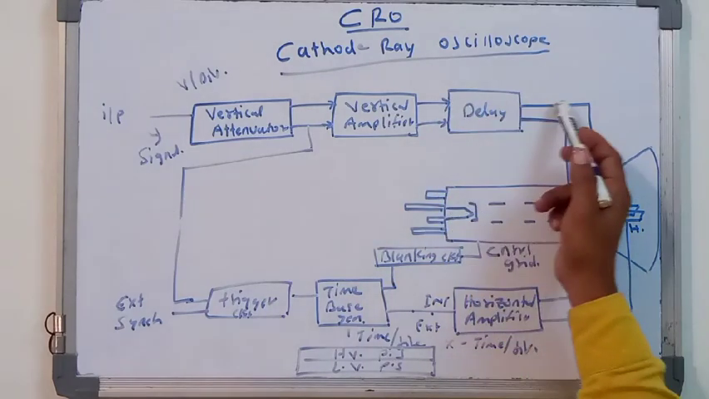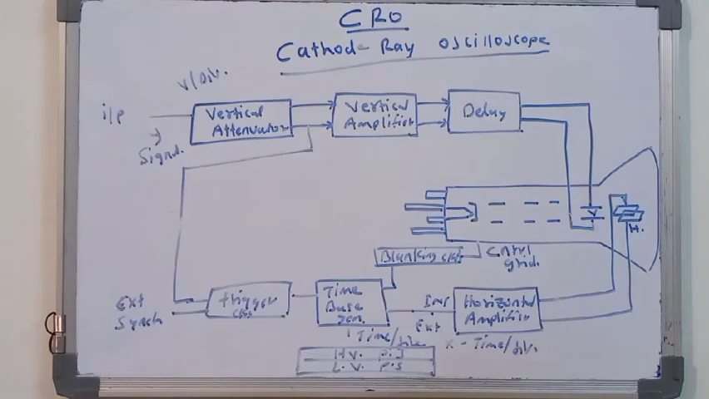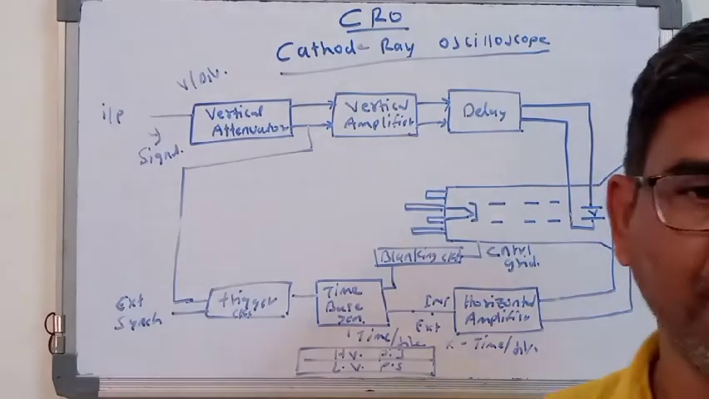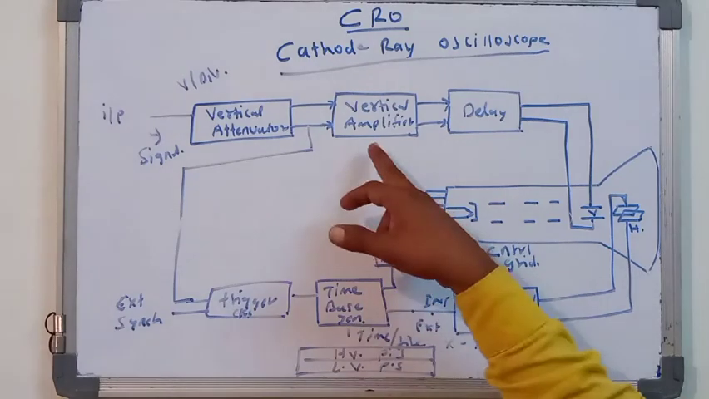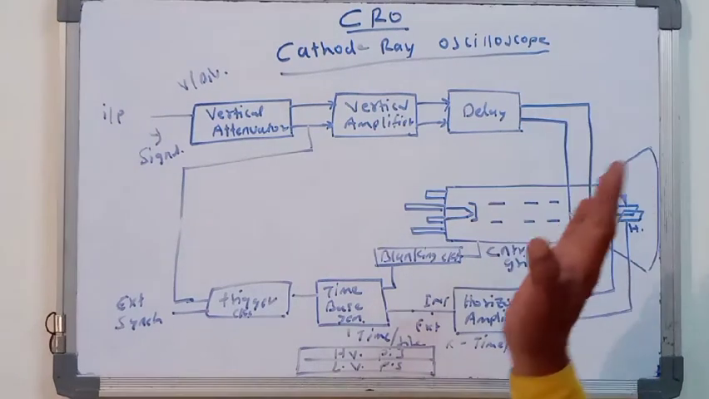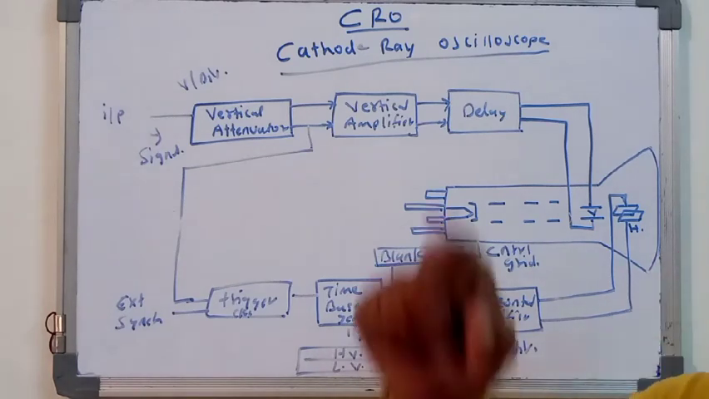Through this delay line, the vertical deflection plate assembly has been inserted. The delay line is used to delay the arrival of the input waveform at the vertical deflection plate. Whatever signal the vertical attenuator or vertical amplifier applies gets delayed, and due to that delay, the sweep has a chance to start.